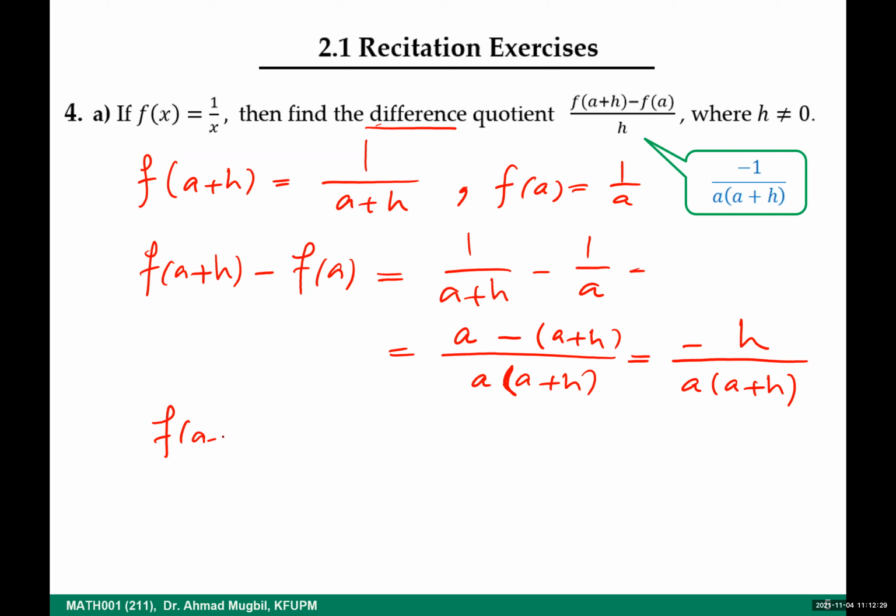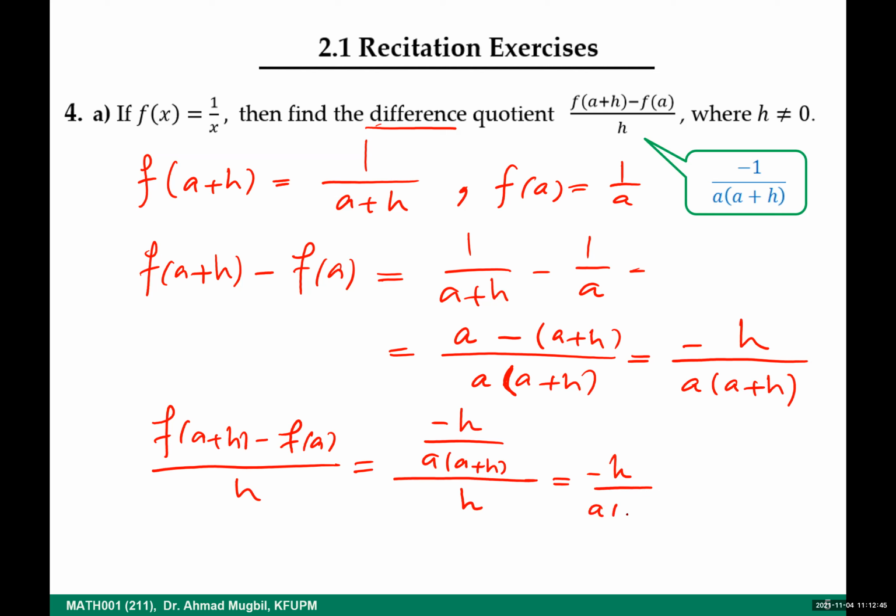So the difference quotient equals, you will divide negative h over a times a plus h. You will divide it by what? You will divide it by h, which means that you will multiply it by the reciprocal. By the reciprocal of what? H over 1, the reciprocal is 1 over h. Now cancel h with h, you will get negative 1 over a times a plus h, which is the result that we are looking for.